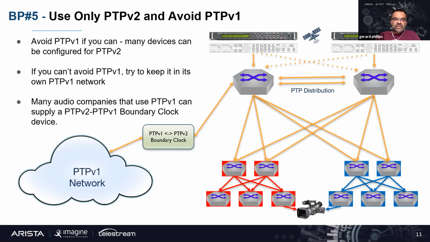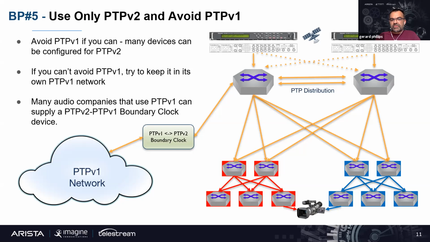The easiest way to avoid it is to have a chat with your audio vendors, because most audio kit can run version 2. Most audio standards don't mandate version 1, they enable either. So what happens if you can't avoid it? Well, if you can't avoid it, then the next best alternative is to run an isolated PTP subsystem for version 1.